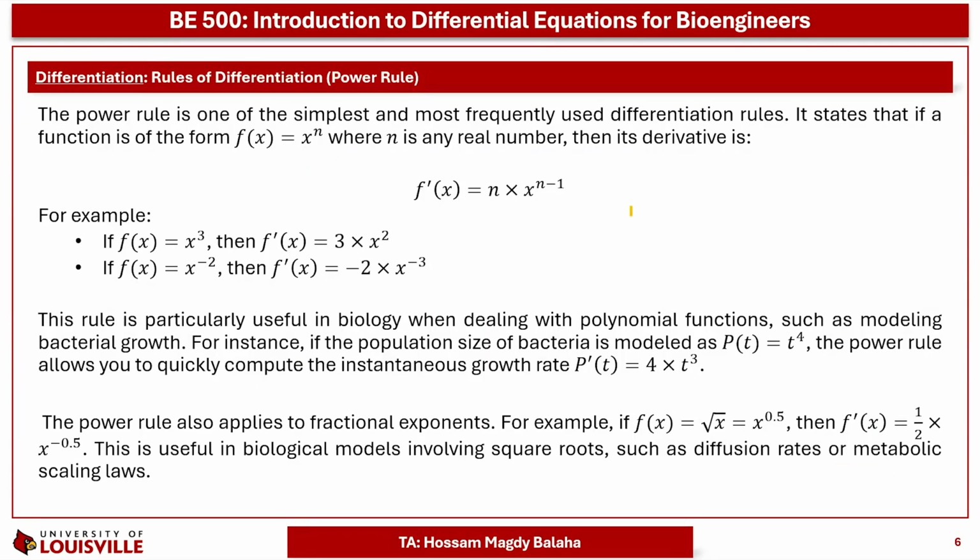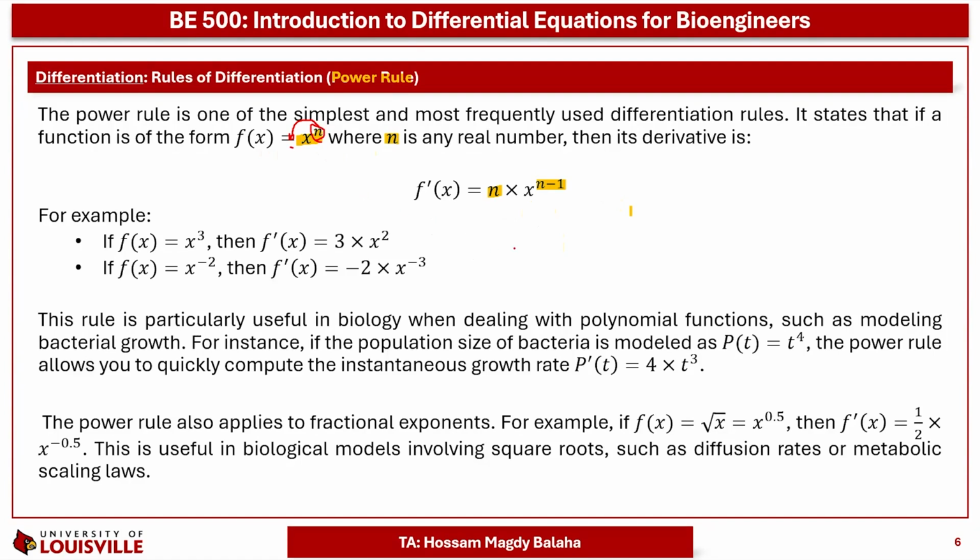There are multiple rules that can help you to differentiate correctly. The first is called the power rule, and it's one of the simplest and most frequently used differentiation rules. It states that if you have a function x to the power of n, where n is any real number, for example 3, minus 2, minus 7, 0.5, and so on, simply the derivative of it is n multiplied by x to the power of n minus 1. So simply multiply by the value of n and subtract 1 from n to get n minus 1.